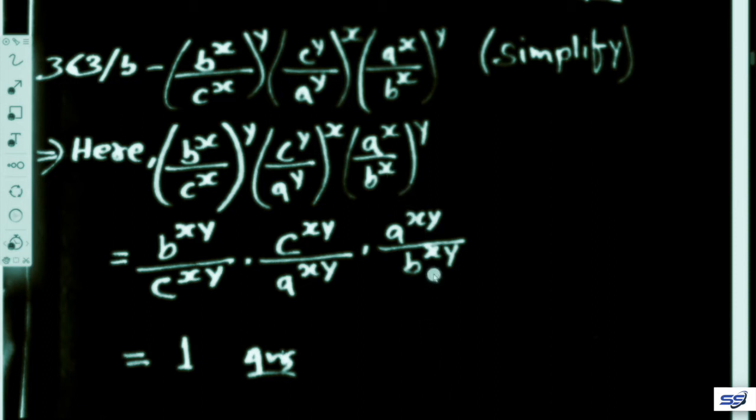Now here we can say that all this is in multiplication form, so up and down shall be cancelled. b power xy cancels, a power xy, a power xy cancels, c power xy, c power xy cancels, everything is cancelled. So here comes 1 upon 1. 1 upon 1 is 1, equal 1 is our answer.